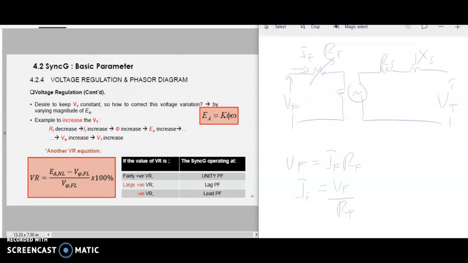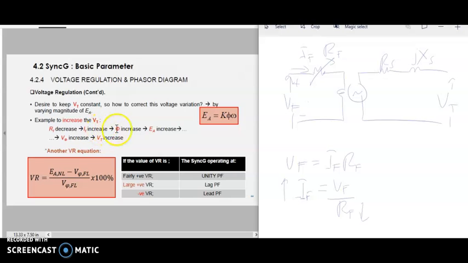This is your IF, which flows due to the voltage that you apply to the field. So VF is equal to IF times RF. If you rearrange, IF will become VF over RF. This is the value of your field current. Once you reduce your RF, meaning you adjust your rheostat here, automatically your IF will increase.